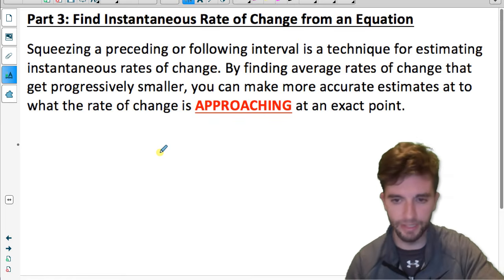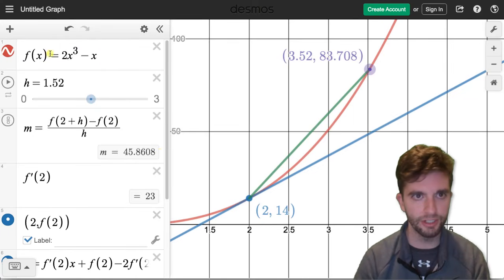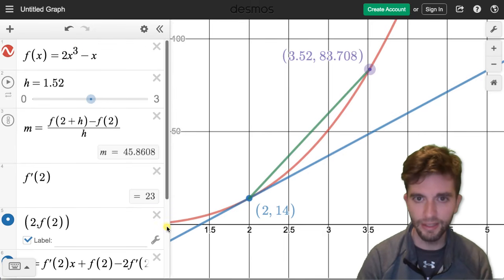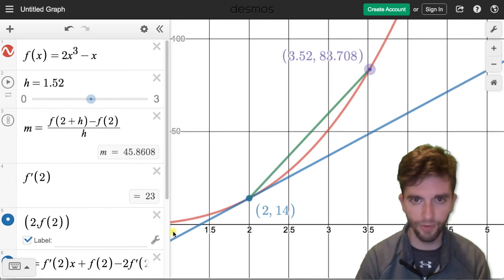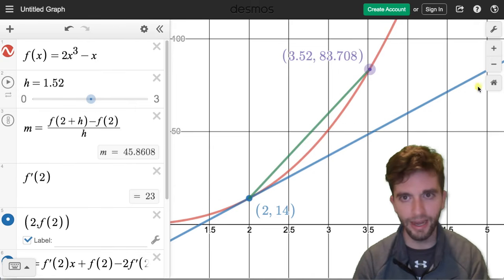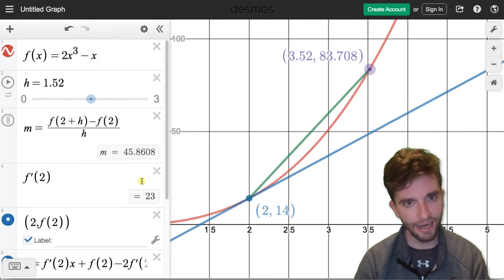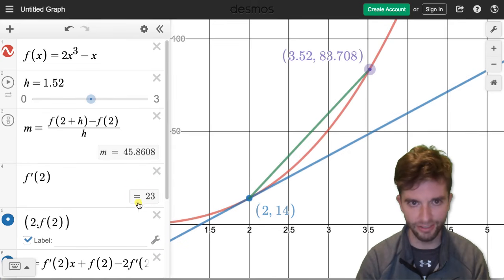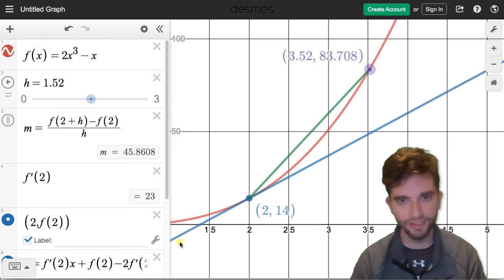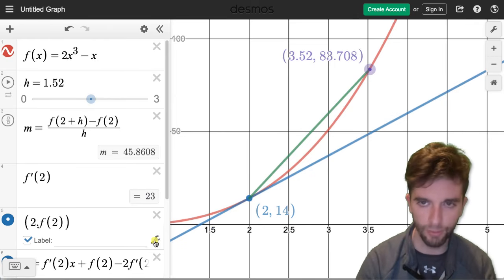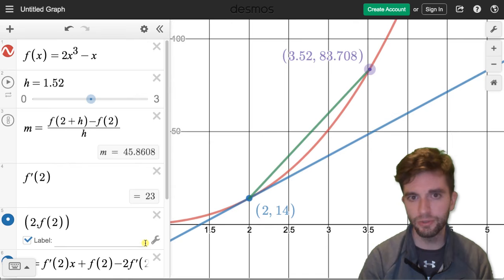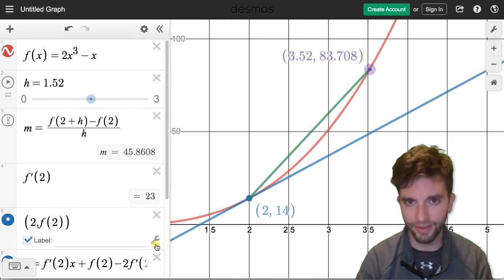So let me show you what I mean. We're going to be working with this function here, 2x cubed minus x, and we're going to try and calculate the instantaneous rate of change at an x value of 2. So we want the slope of that tangent. Now I have Desmos graphing that tangent for us, and it's telling me the slope of that tangent is 23. So I know the slope of that tangent is 23 just because Desmos told me. But how can we use secant slopes to figure that out?